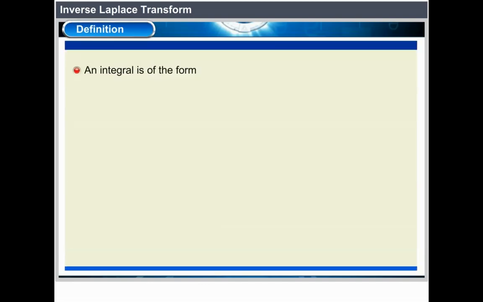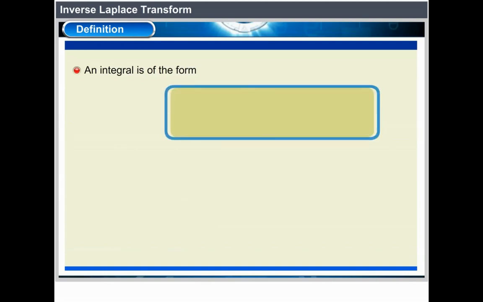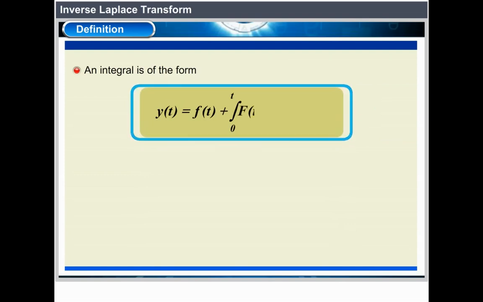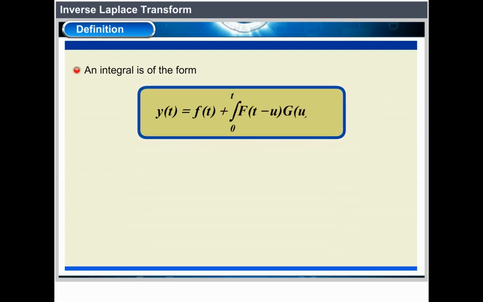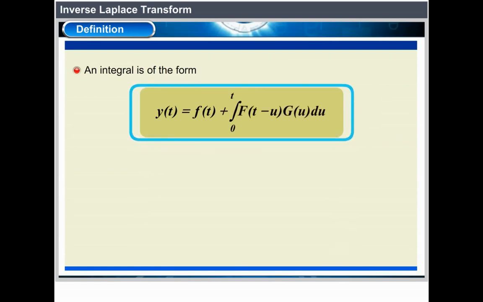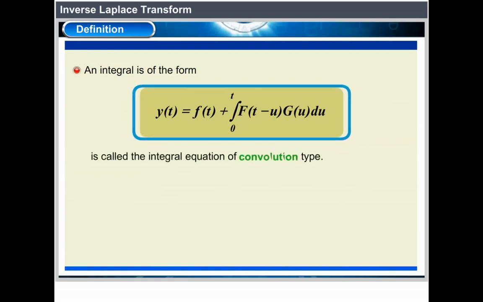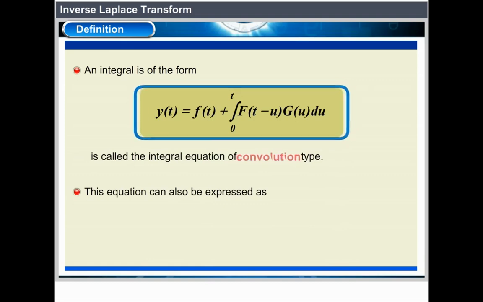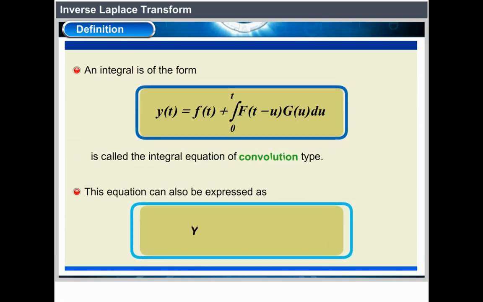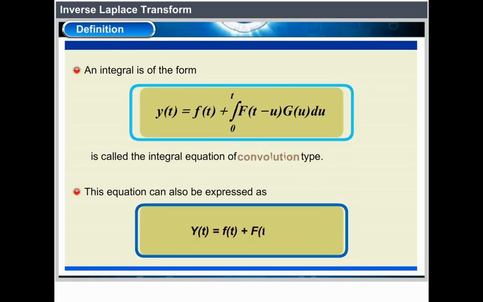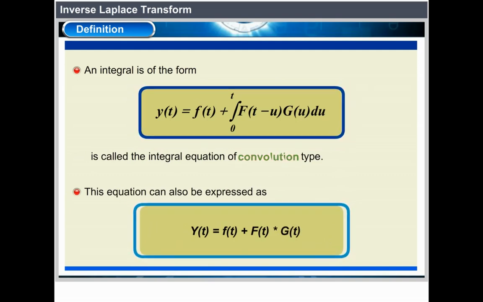Definition. An equation of the form y(t) equals f(t) plus integral 0 to t of F(t minus u) G(u) du is called an integral equation of convolution type. This equation can also be expressed as Y(t) equals f(t) plus F(t) * G(t).